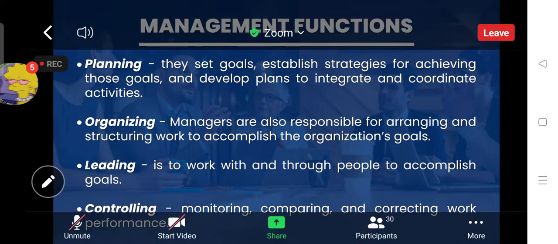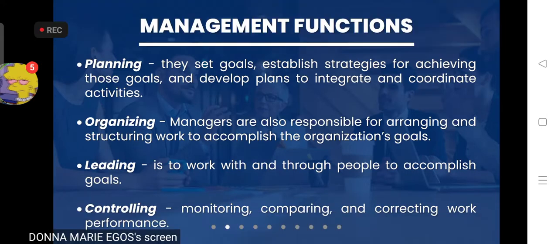Okay, Ms. Larayos, please read. Planning: they set goals, establish strategies for achieving those goals, and develop plans to integrate and coordinate activities. So thank you for that. In this management function, managers identify and select the company's goals and determine the corresponding courses of action in order to achieve them. So in short, they plan strategies for the betterment of the organization.